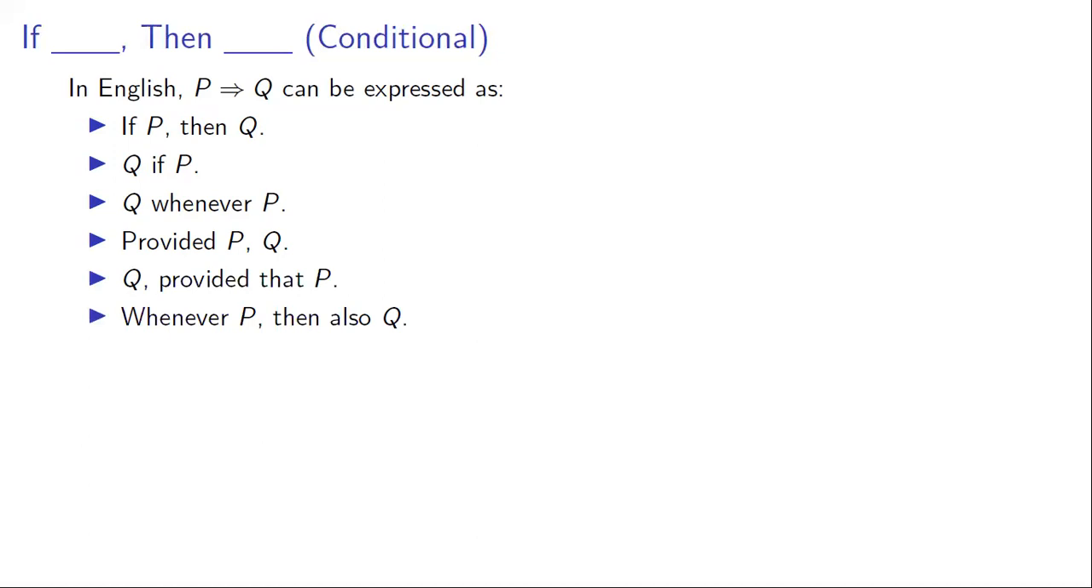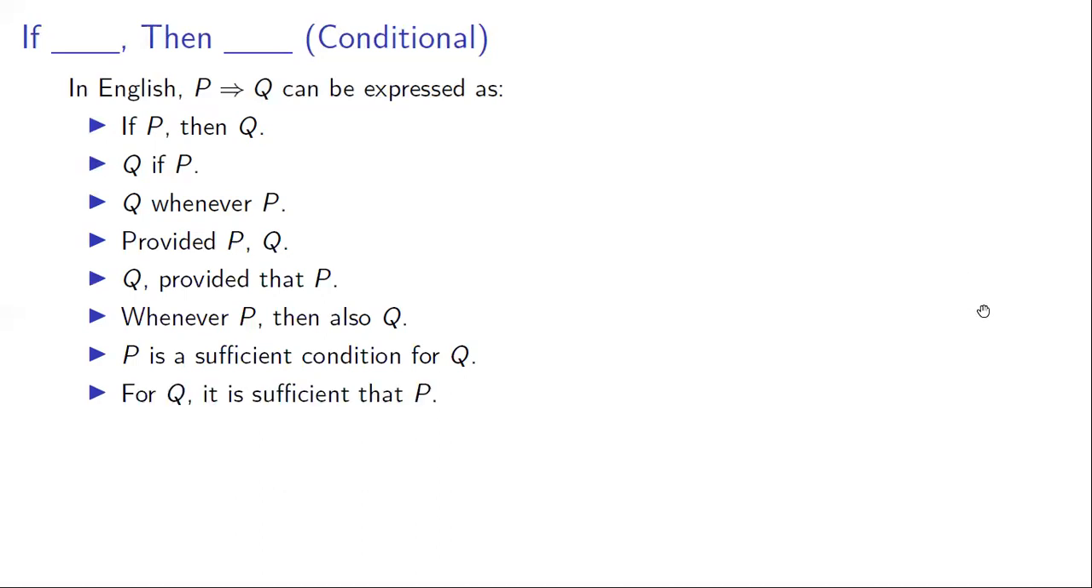Here's another way to say if P then Q. P is a sufficient condition for Q. So what does that mean? That means that P is enough to make Q happen. That means whenever P happens, Q must happen because P is enough to make Q happen. It's a sufficient condition for Q. Here's another way. For Q, it is sufficient that P. Okay, so that's just the same thing as the previous one.